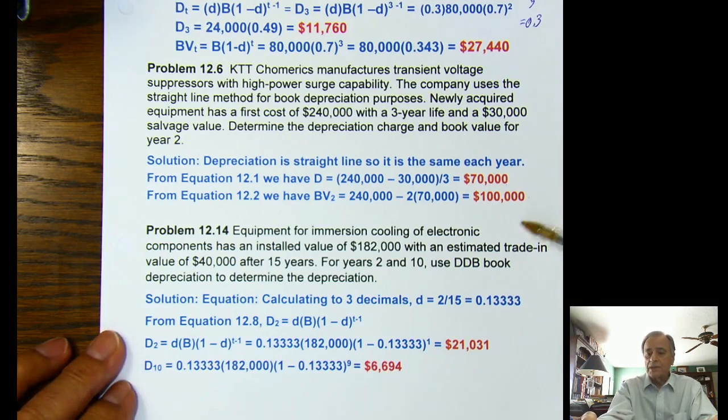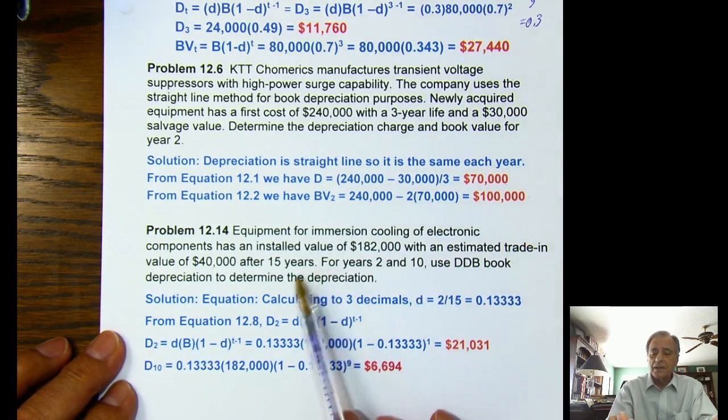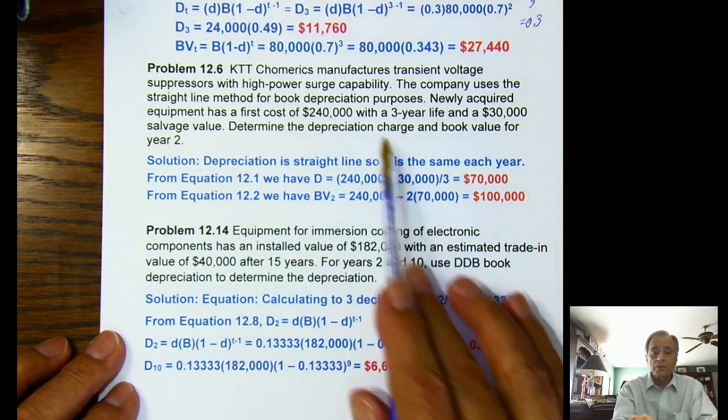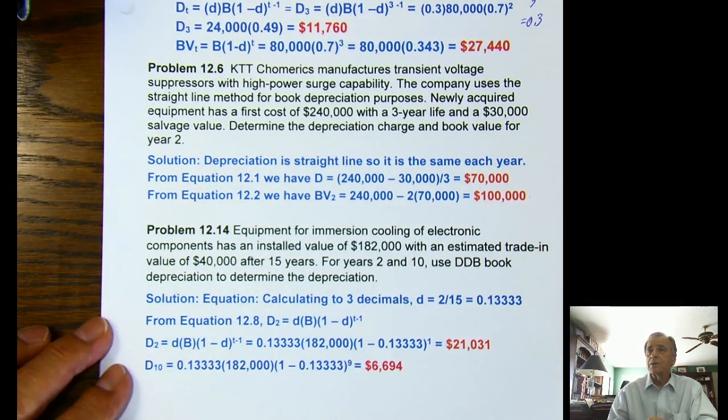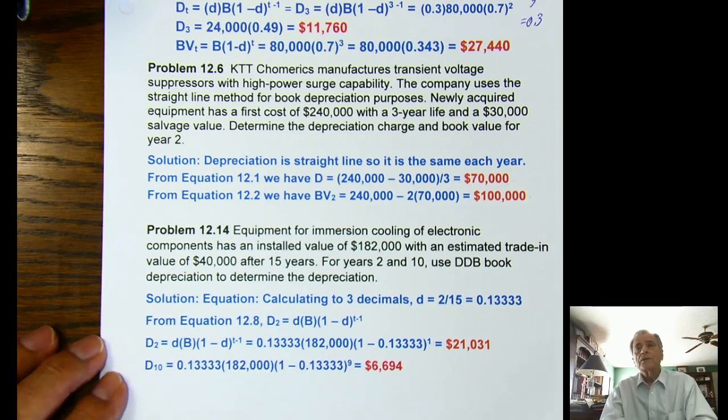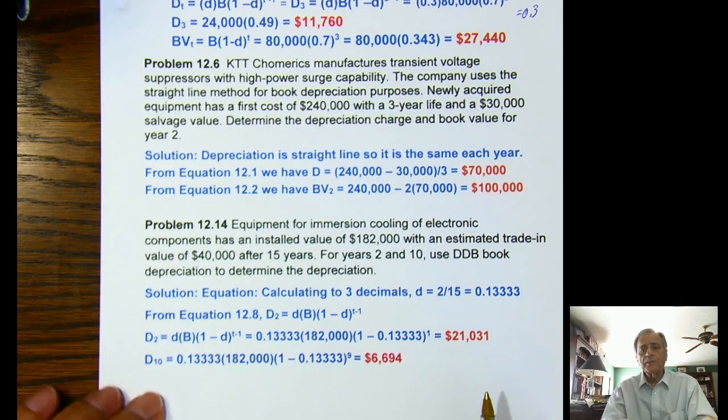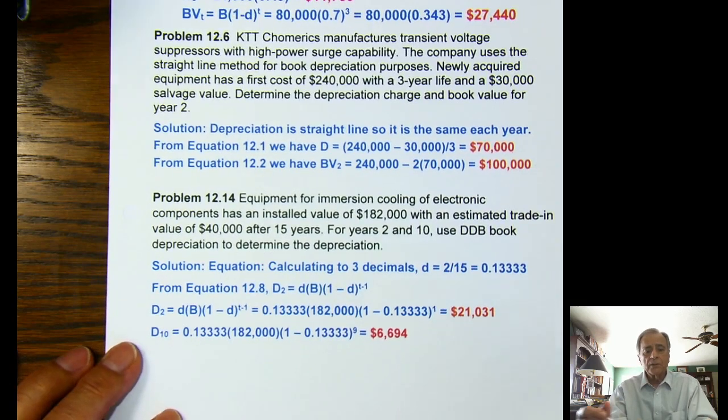And of course, you can see then the third year we're going to take 70,000 depreciation, and then our book value at the end of year 3 will be 30,000, which is what we estimated the salvage value to be. That works out when you use straight line. The book value at the end of the n years will equal the salvage value, but that doesn't work out with the declining balance method.